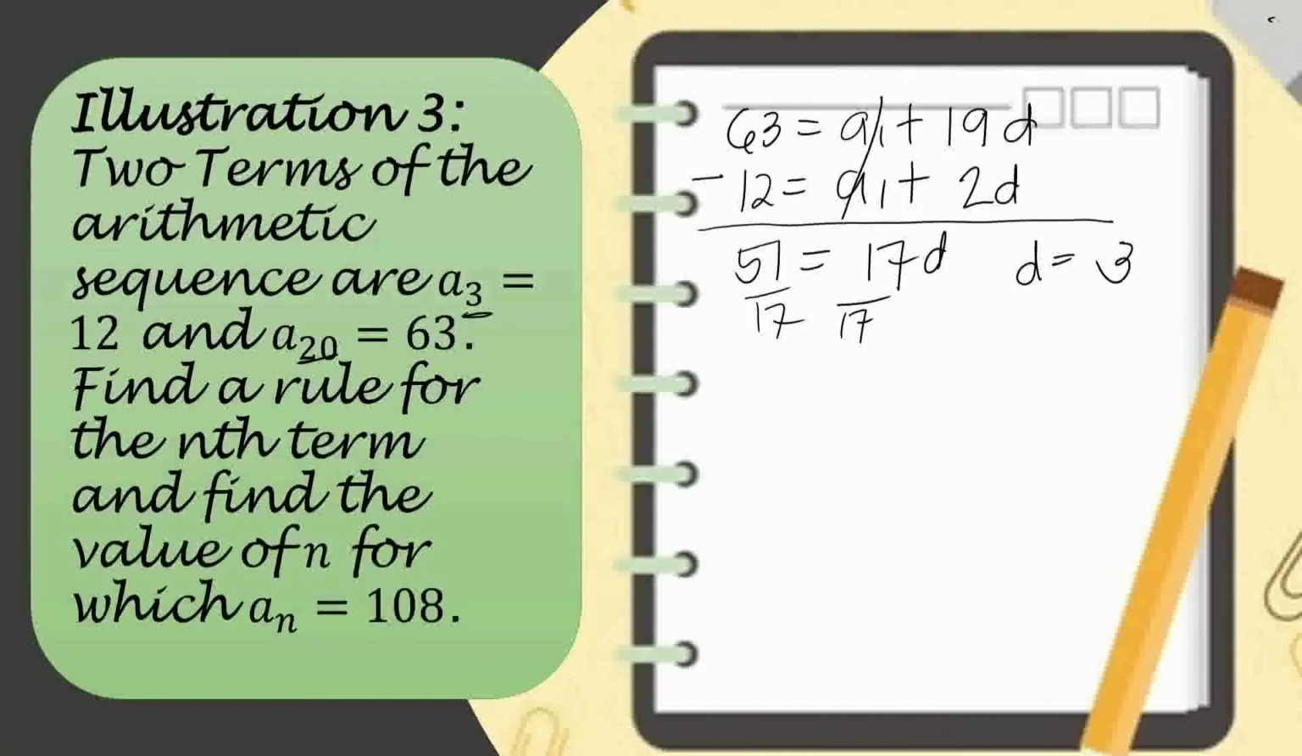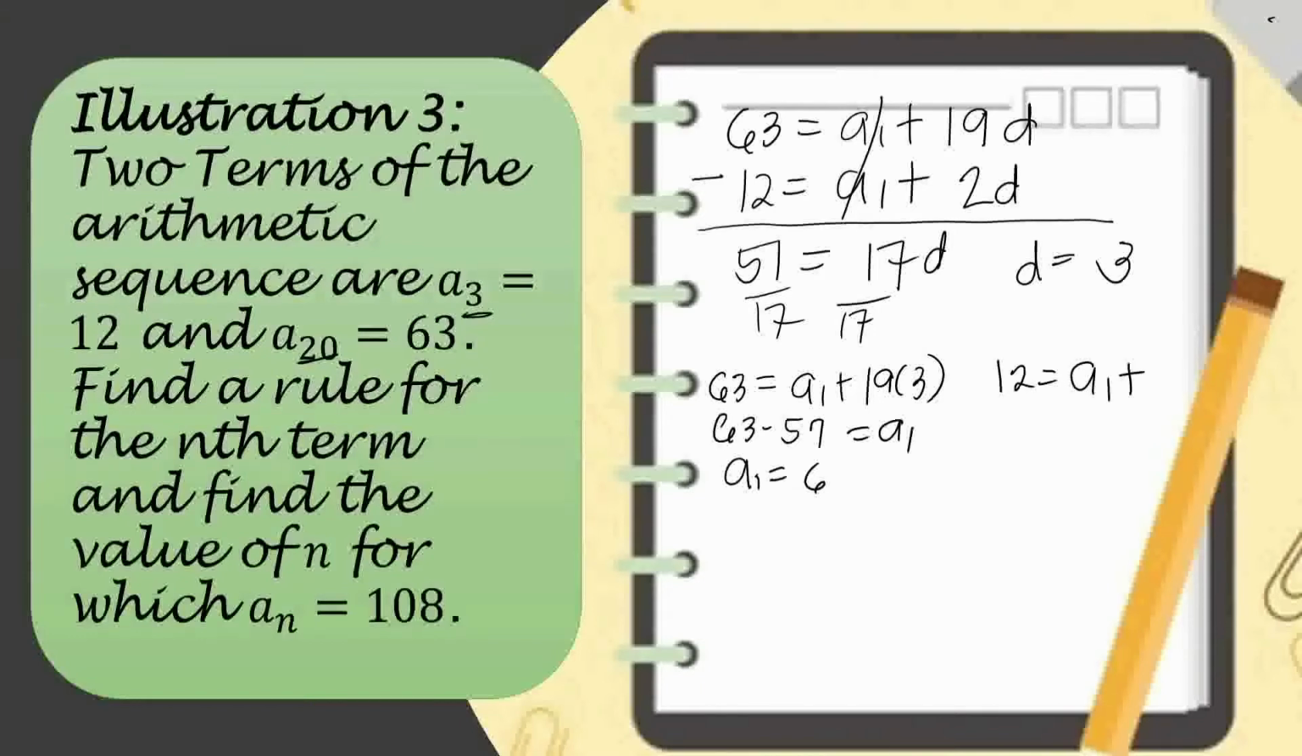Isubstitute lang natin yung value ng d dun sa arithmetic sequence. So, a sub n, 63 is equal to a sub 1 plus 19 times 3. 19 times 3 is 57. So, 63 minus 57 is equal to a sub 1. So, a sub 1 is equal to 6. So, sa kabila naman, yung 12 is equal to a sub 1 plus 2 times 3. So, 12 minus 6 is equal to a sub 1. So, a sub 1 is equal to 6. So, pareho lang naman yung a sub 1.